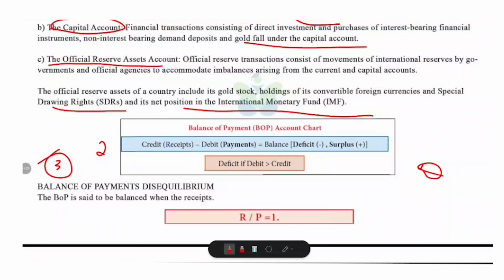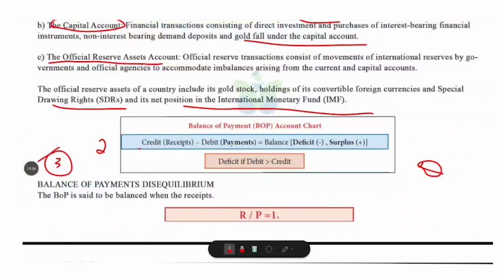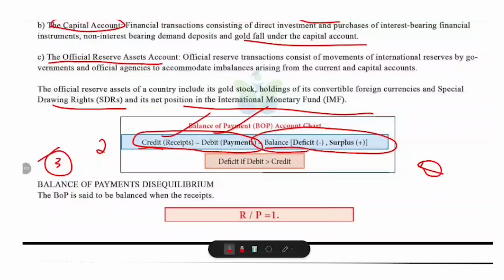and think of BOP like a big ledger for a country. Okay, so receipt minus payment is called BOP. So credit means receipts and debit means payments. Credit means money coming into the country and debit means money going out of the country. Okay, now look at this. Credit minus debit, credit means receipt, debit means payment, is equal to balance. So that is called BOP.